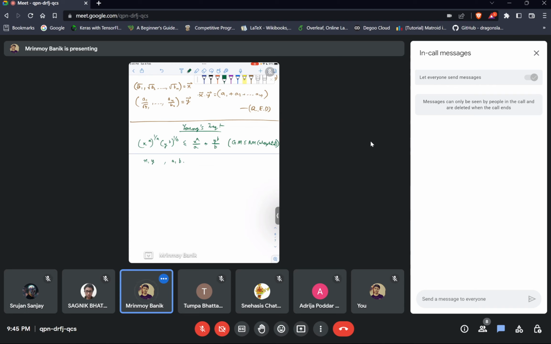Now, from that, we can say if 1 by a plus 1 by b is indeed 1, then we can say xy is less than or equals to 1 by a x power a plus 1 by b y power b.